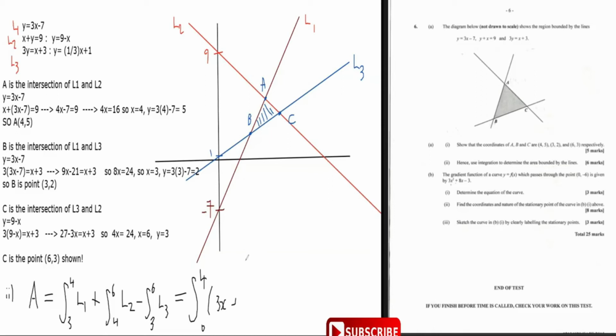That's why it's good to have the graph. It makes it a lot easier. So it's 3x minus 7 dx plus the integral from 4 to 6 of L2, and L2, we put it as 9 minus x, minus the integral of L3, which is from 3 to 6 of 1 over 3x plus 1. I left off my dx, but don't kill me.